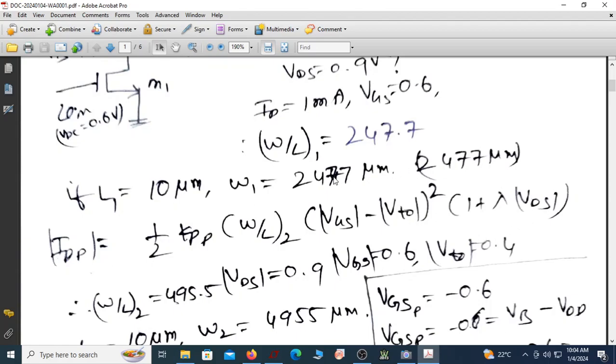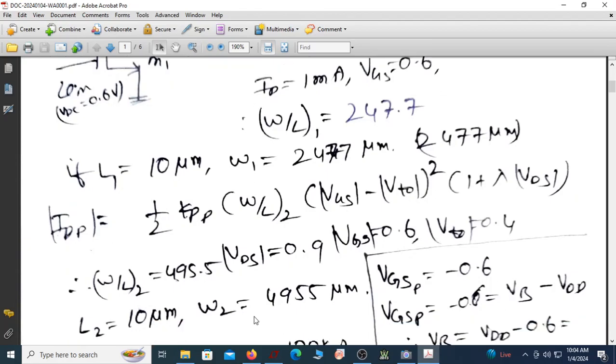Upon doing the calculation, the only difference between ID of N and ID of P is Kp of N and P, so all other things remain the same. So W by L of 2 is 495.5. With this assumption you will end up with this.